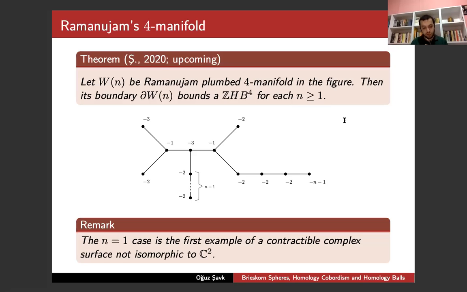1971, before Kirby calculus. Actually, W_1 is the first example of a contractible complex surface which is not isomorphic to the complex plane as an algebraic variety. Ramanujan's result also exhibits the first exotic algebraic structure on three-dimensional complex space. Actually, this is interesting, but I don't know whether the general four-manifolds here are complex surfaces or not.